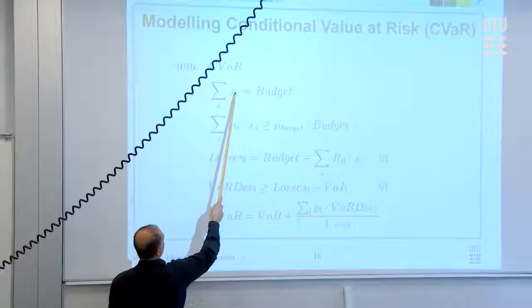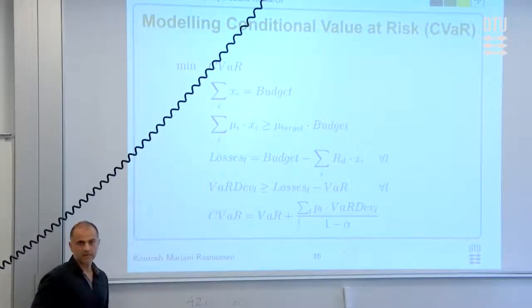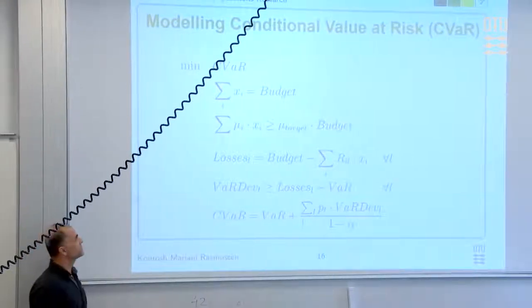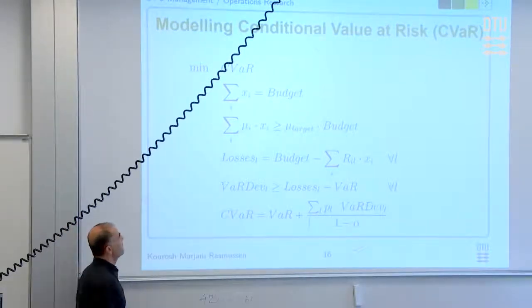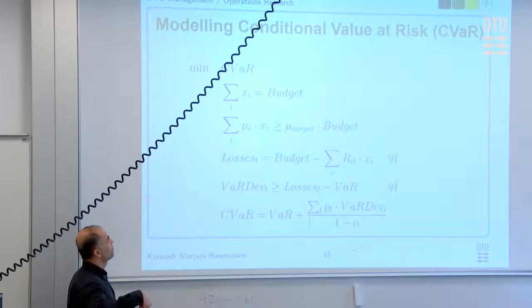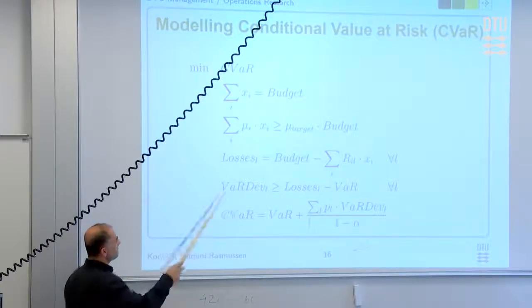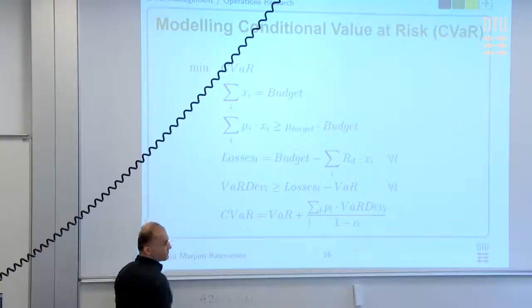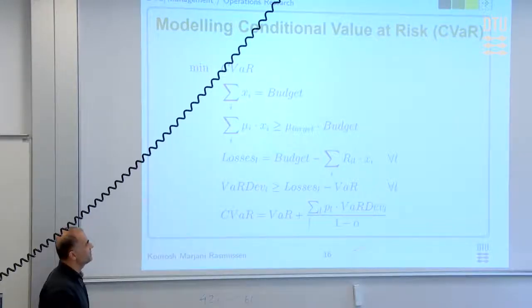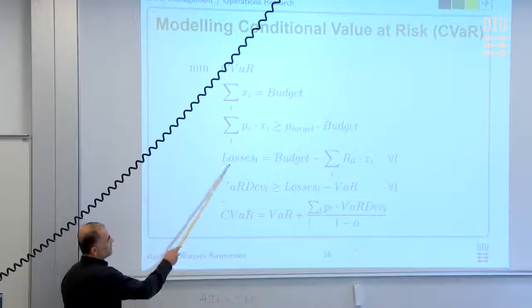Again, we want to make sure that we buy the portfolio based on our budget. So we want to buy for the whole thing. X is positive weights on the portfolio we choose. Then we're saying the average return of the portfolio has to be greater than some given average return target. Here we calculate the losses again.